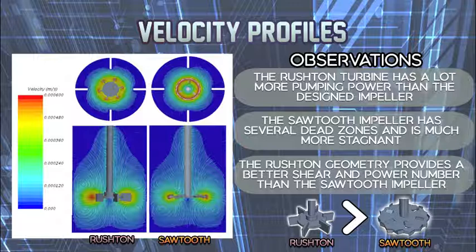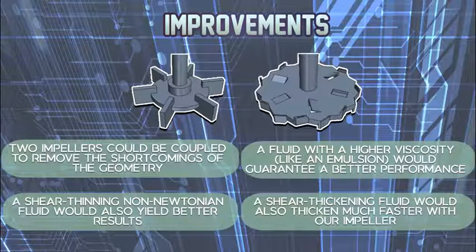This was mostly because a good shear stress is wasted if the fluid is not moving enough for the shear to be distributed homogeneously. By taking these results into consideration, there are several improvements that can be made on the geometry that was assigned to obtain better results. For example, two impellers could be coupled together in order to remove the shortcomings that were caused by the geometry of the impeller.